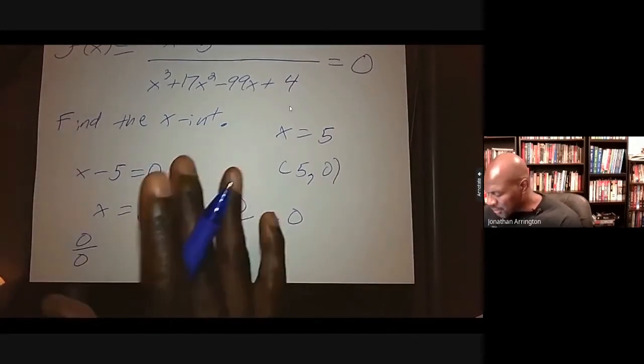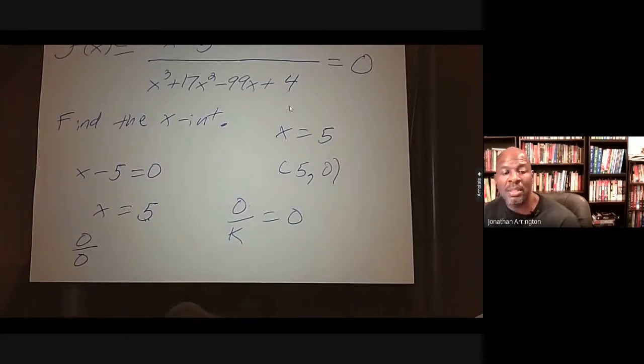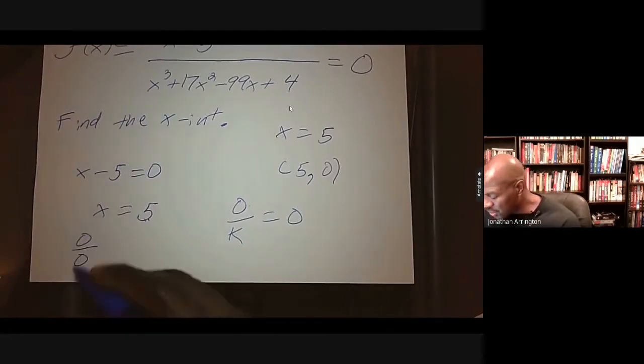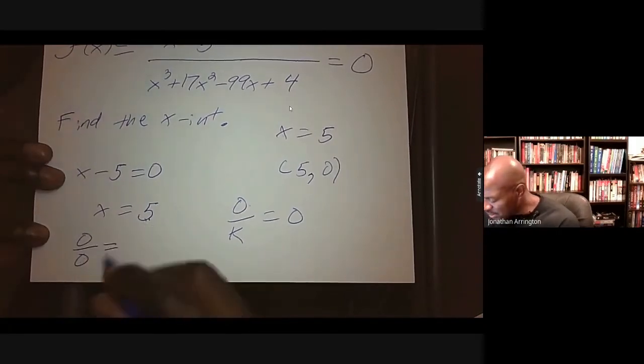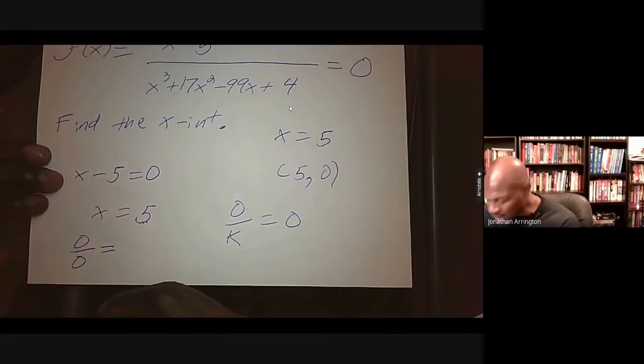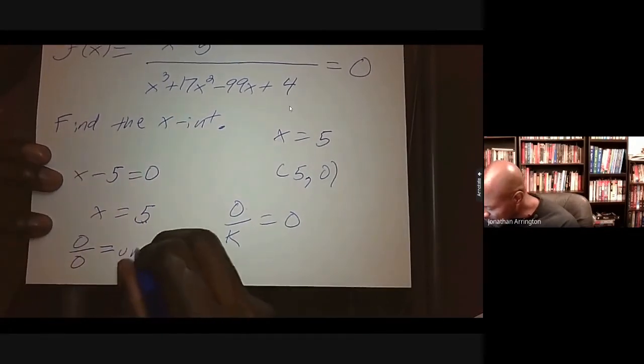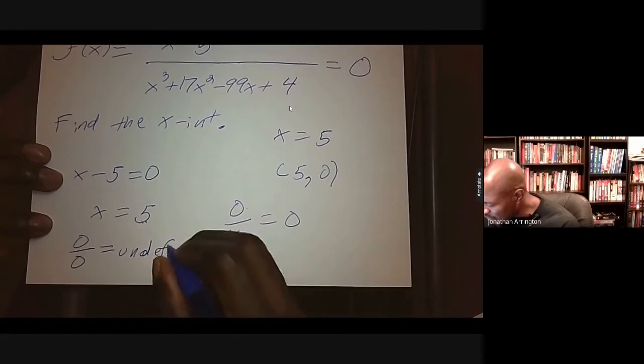Now, people have different thoughts about 0 over 0, because you've been taught all your life that a number divided by itself is 1. So some people will say 0 over 0 is 1. No, incorrect. And then other people think, well, anytime you divide a number by 0 it's undefined, and that rule actually works. So 0 over 0 is undefined.